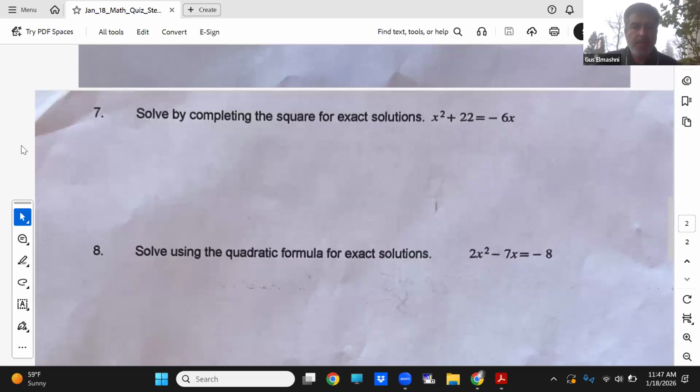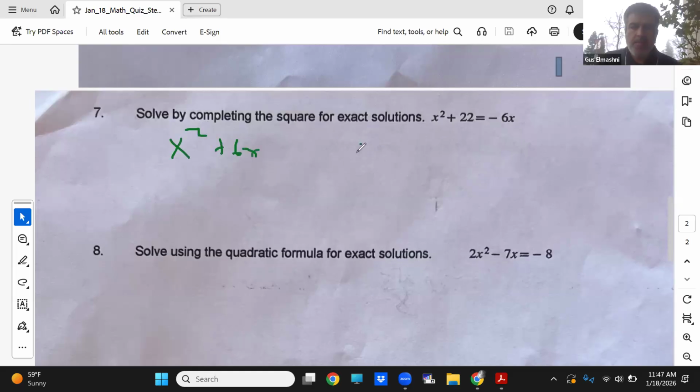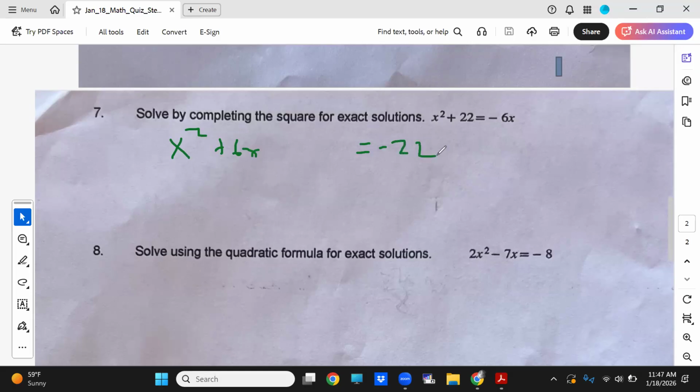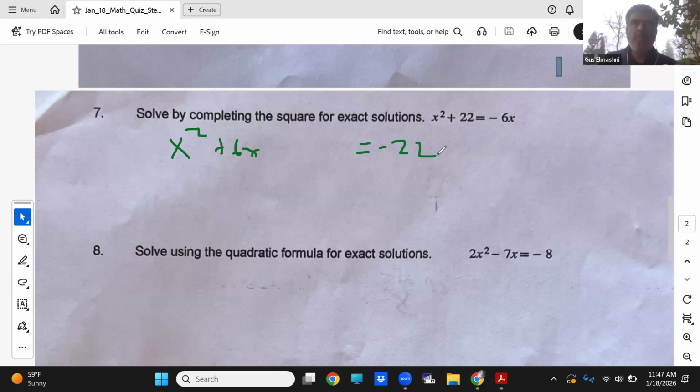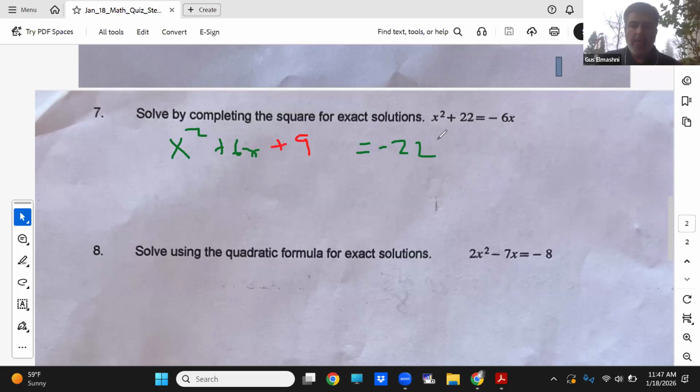Here, x squared plus 6x equals negative 22. I'm going to take half of it and square it. Now we kind of know what to do.